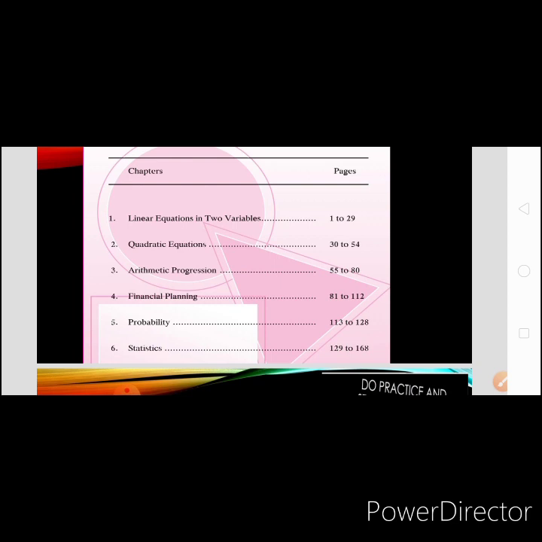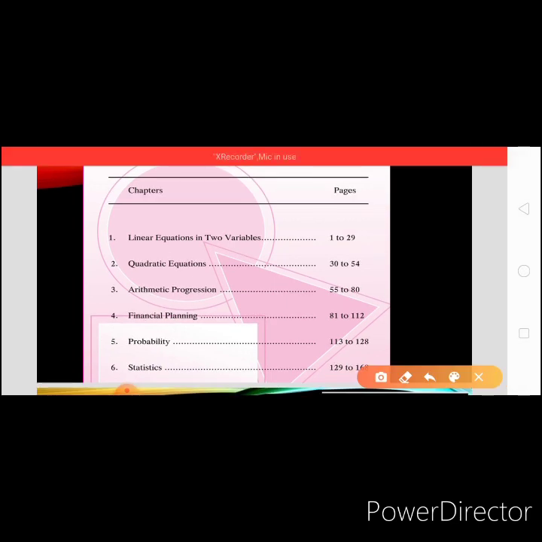Friends, this chapter is very easy and the mark for this chapter is 12. It means in the exam there are 12 marks of questions depending on this chapter. Chapter number two is quadratic equation, and this chapter also has 12 marks. Both chapters have high weightage.